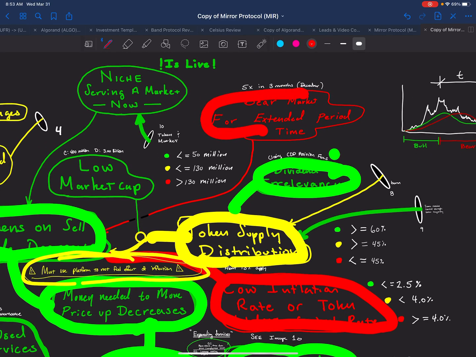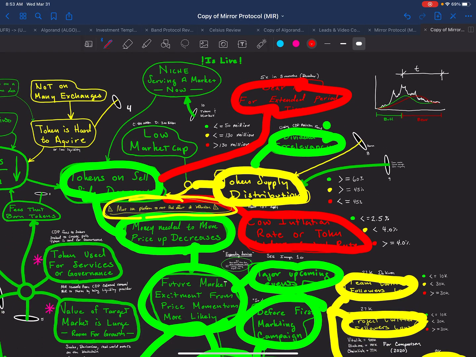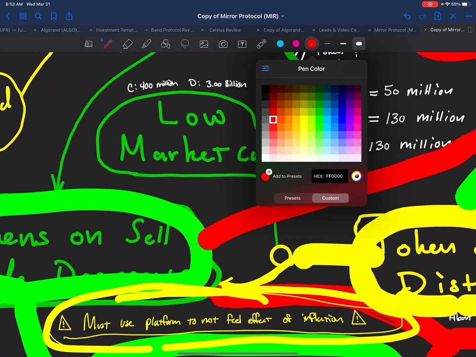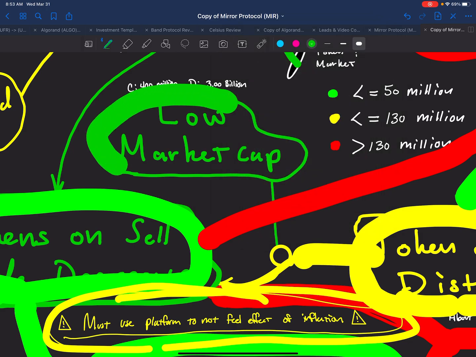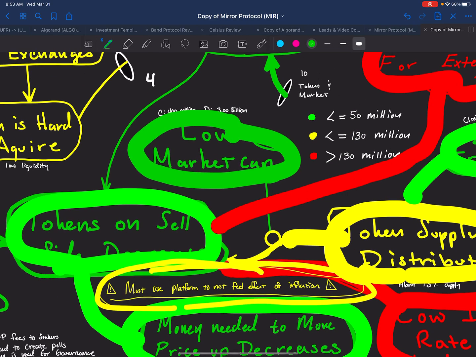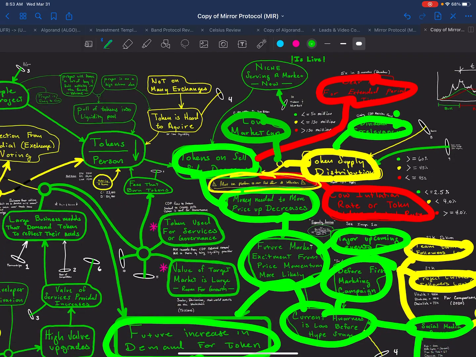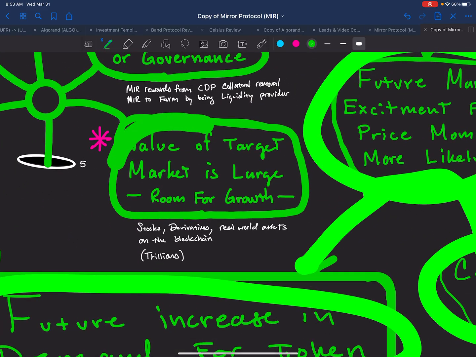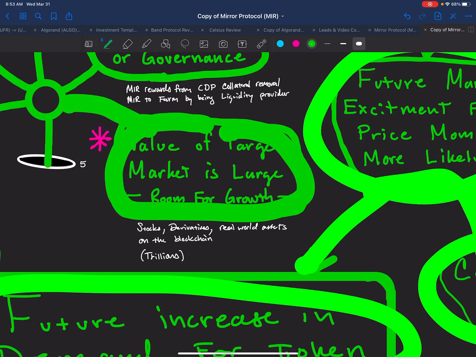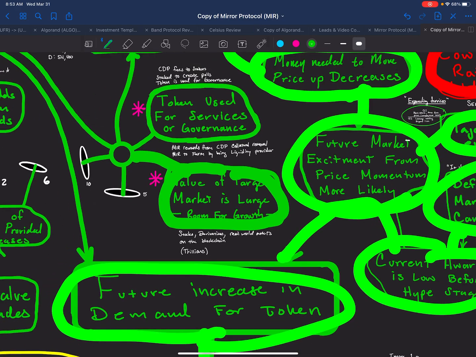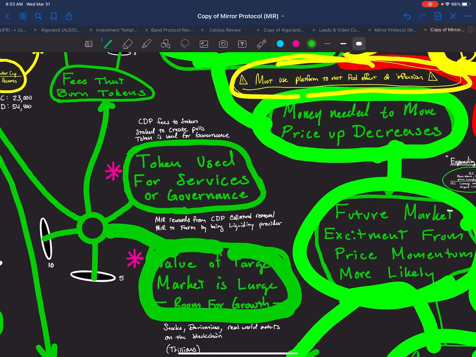Token is up 5x in 3 months. So that is a little bit of a scary thing for people that want to jump in on something. But like I said, its market cap is low for what they could be offering. So it's 400 million. Yes, that is a bigger market cap. But the target market they are shooting for is trading and securities, stocks, derivatives, real world assets on the blockchain, which is a $1 trillion market. And so I see that as not being the biggest market cap.